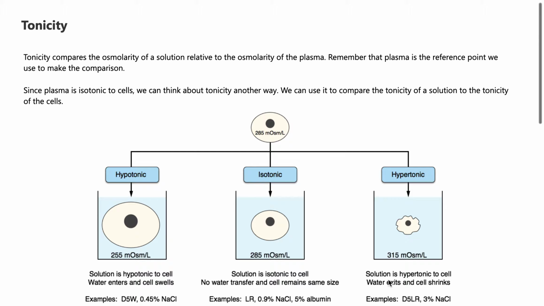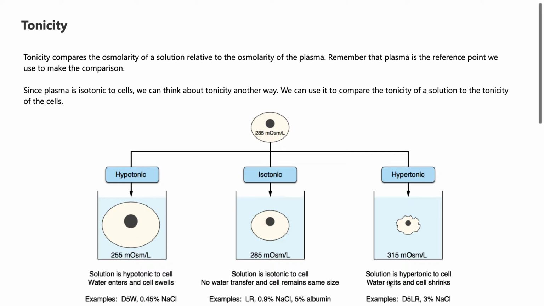Next is a discussion on tonicity. This compares the osmolarity of a solution relative to the osmolarity of the plasma. Remember that plasma is the reference point that we use to make the comparison. Since plasma is isotonic to cells, we can think about tonicity another way. We can use it to compare the tonicity of the solution to the tonicity of the cells.